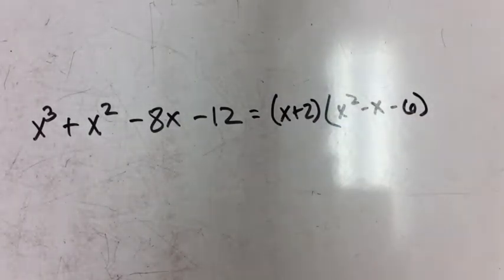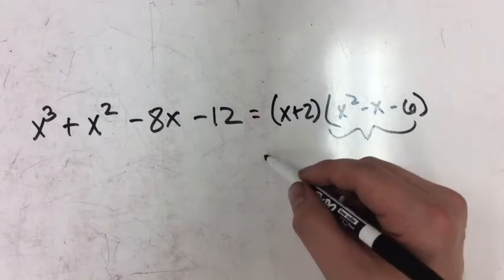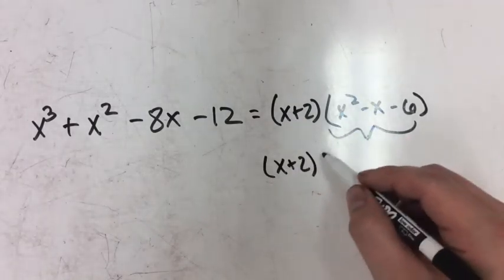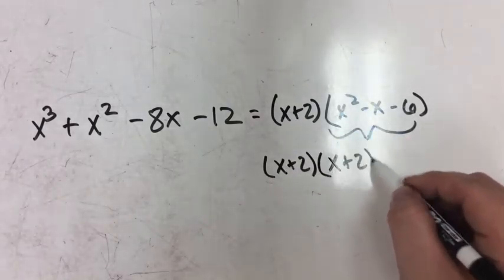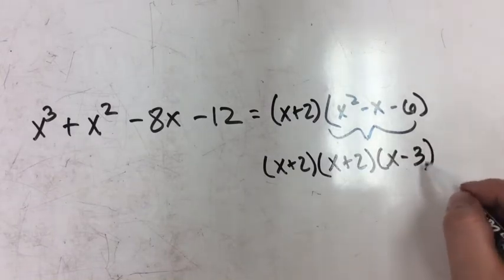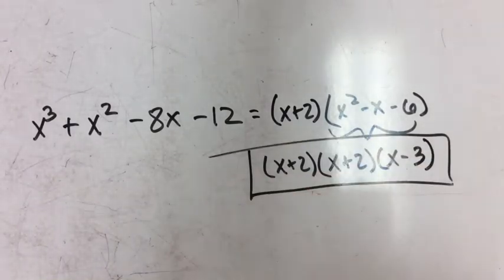Okay, so from here, we are almost finished. We need to check to make sure this isn't factorable, which in this case it is. So this is x plus 2 times x plus 2 times x minus 3. And this would be our final answer. These are all the factors of the polynomial x cubed plus x squared minus 8x minus 12.